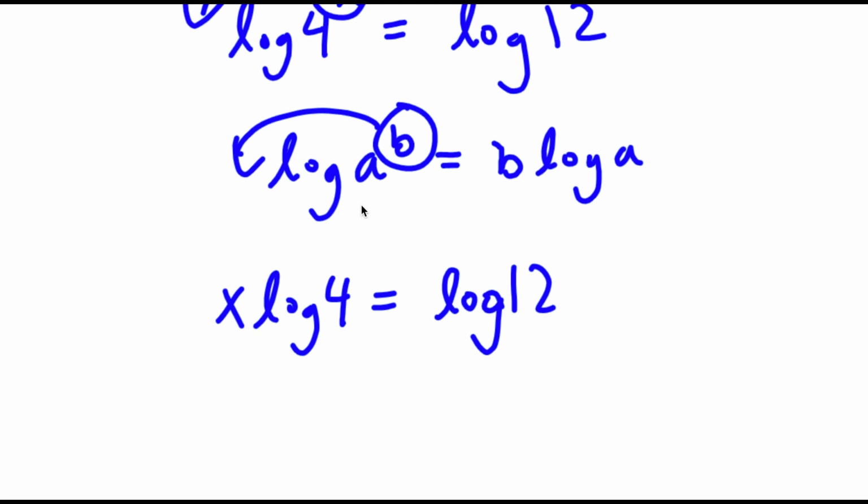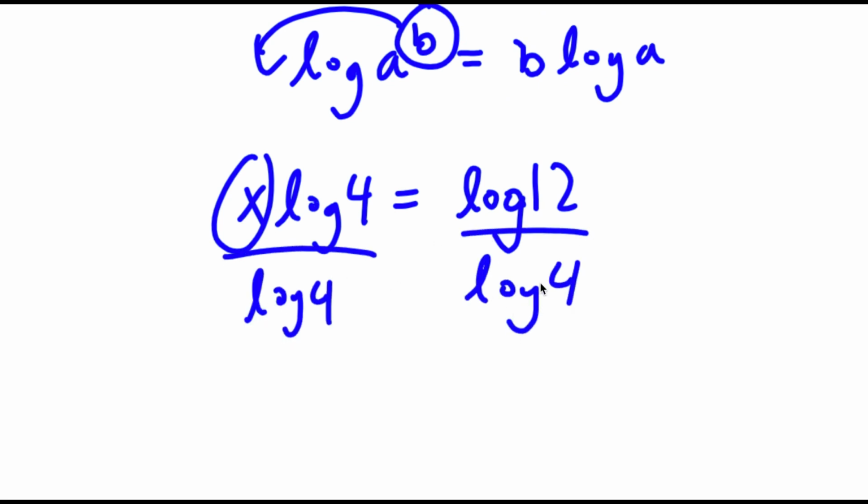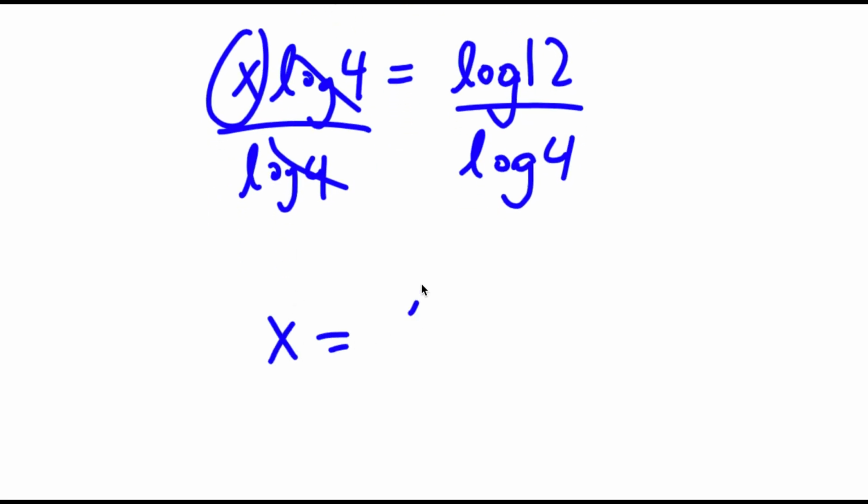Now we obviously want to isolate x here, so to do that I have to get rid of this log 4 by dividing on both sides. So then these two cancel out, and now I have x is equal to log 12 over log 4.